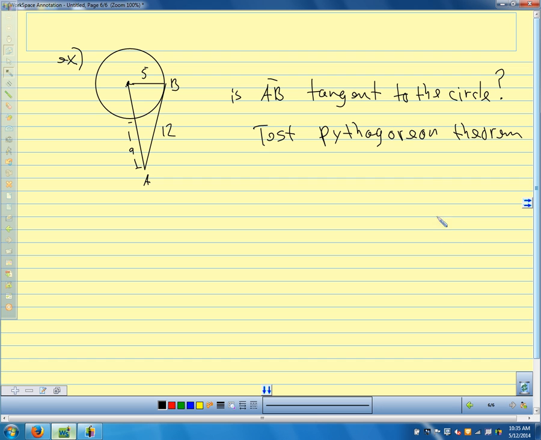So it wants us to put the sides of the triangles in the Pythagorean theorem and see if a squared plus b squared equals c squared. If it does, for this triangle, then it's a right triangle. If it does not, then it's not a right triangle.